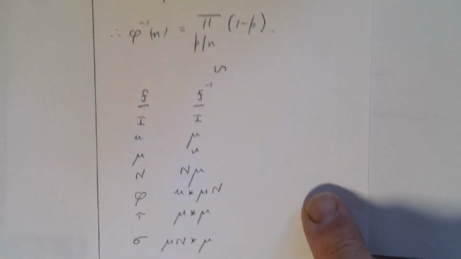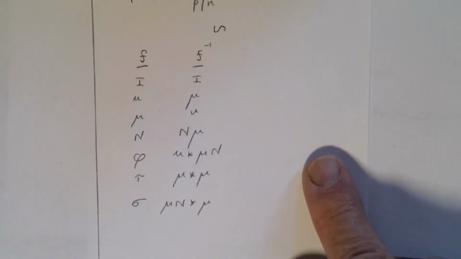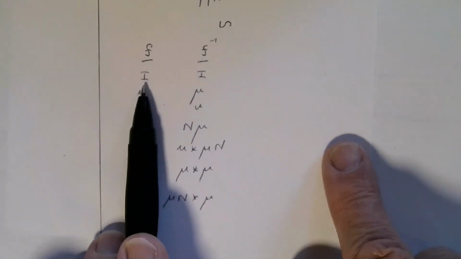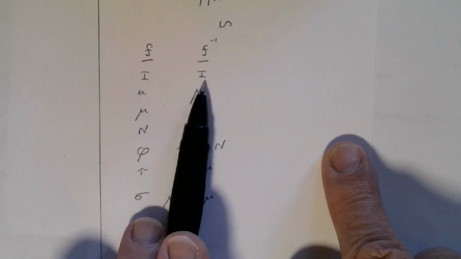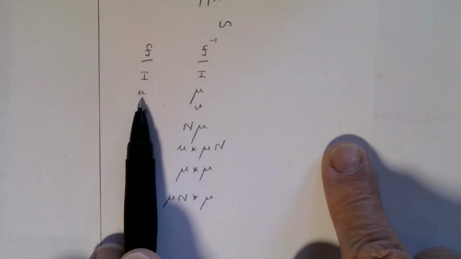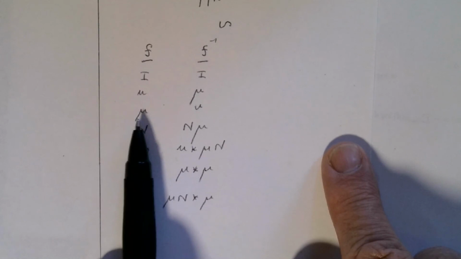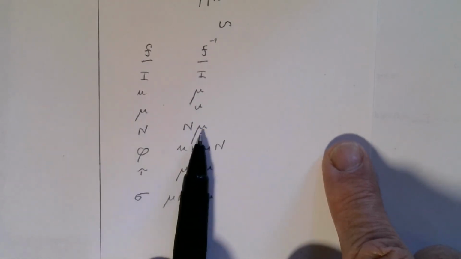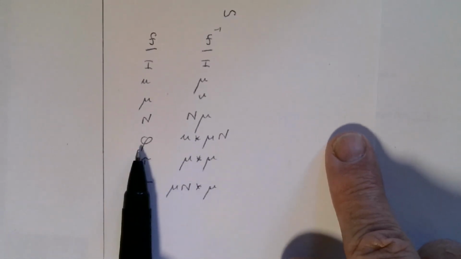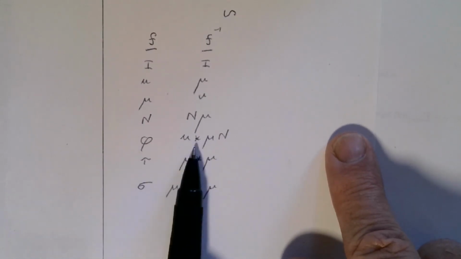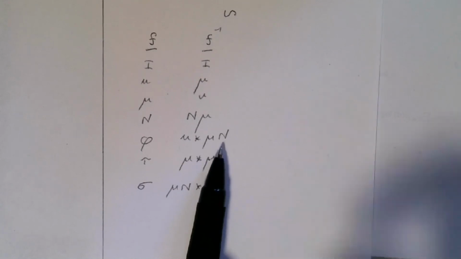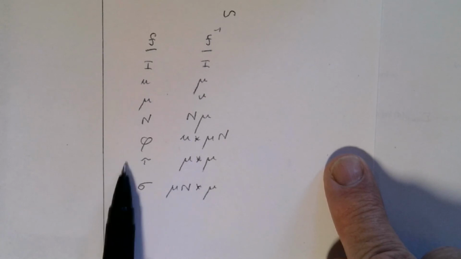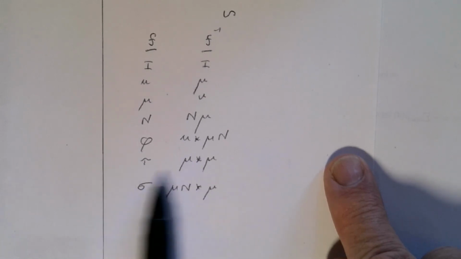I made up just a little table here just to summarise what we've had, plus some other little ones here you can experiment with. If f is the identity, it is its own inverse, as you might expect. We've seen that the inverse of u is mu, and then the inverse of mu is u, obviously. We've seen the inverse of capital N is N times mu. We've just proven that the inverse of phi is u star mu N, which we did in our earlier example there. These ones we haven't done, but you might like to experiment with these and show these ones.